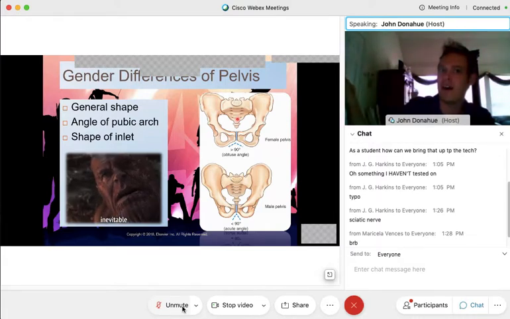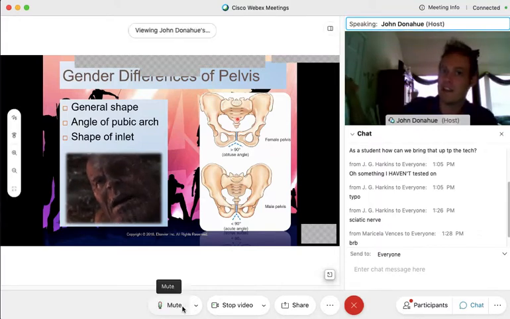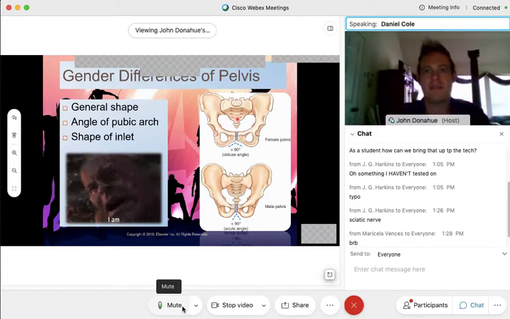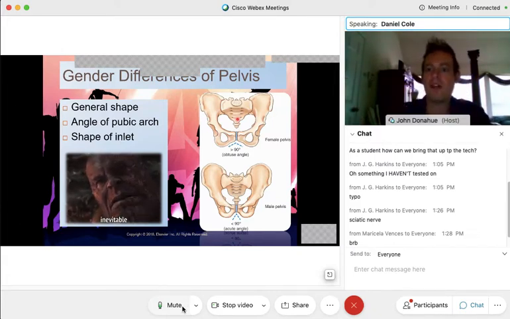And who can tell me what the main reason for that would be? Why do you think that the male and female inlet is shaped differently? Same concept we've been talking about. Anybody? Because of birth. Females have babies. For having babies, right?